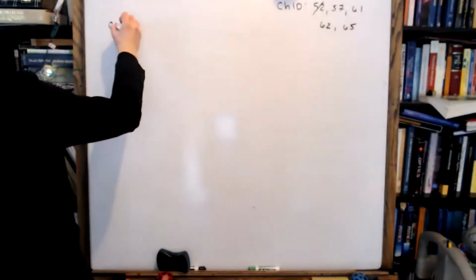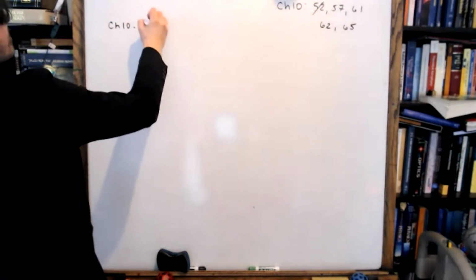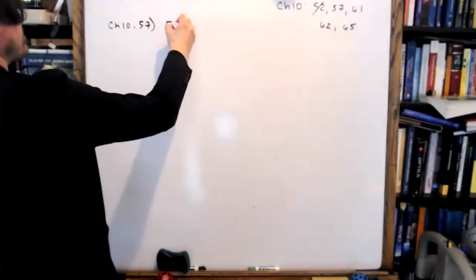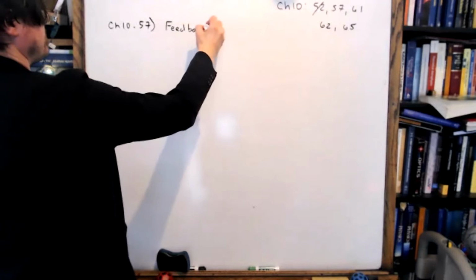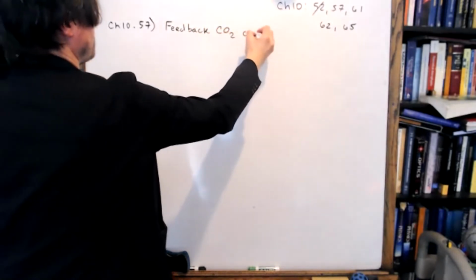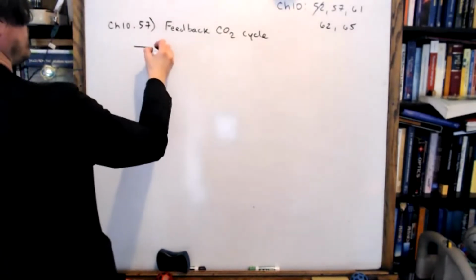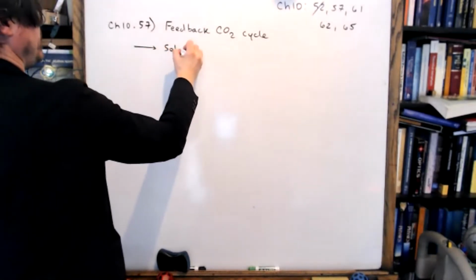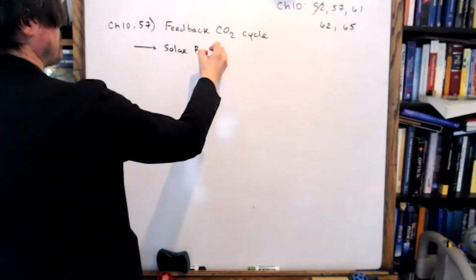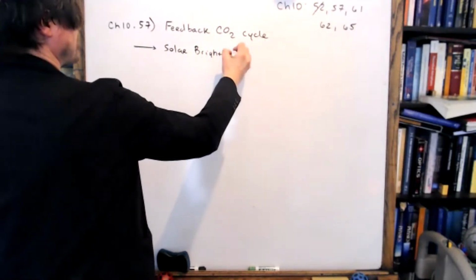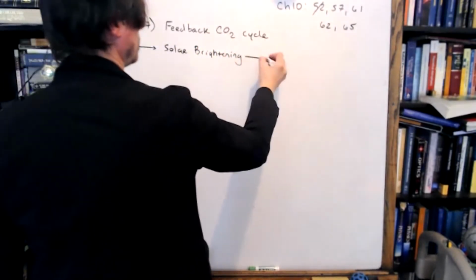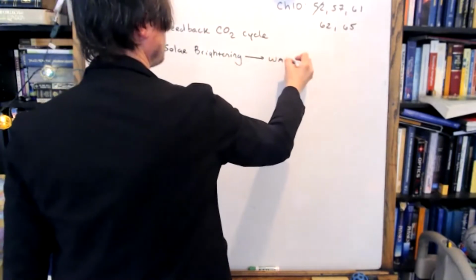57, feedback processes in the atmosphere. As the sun gradually brightens in the future, how can the CO2 cycle respond to reduce the warming effect? What parts of the cycle will be affected? And is this an example of positive or negative feedback?